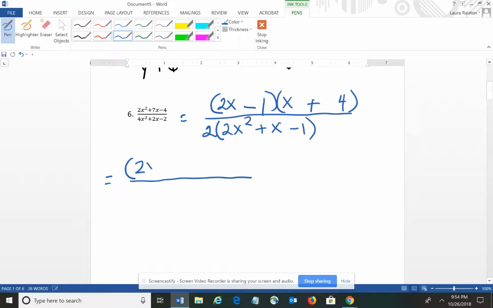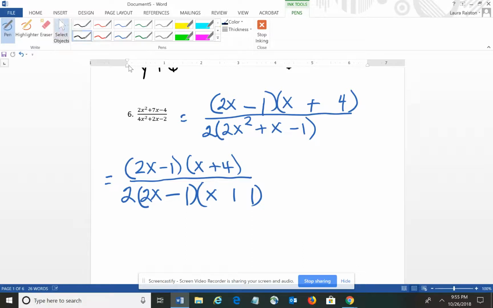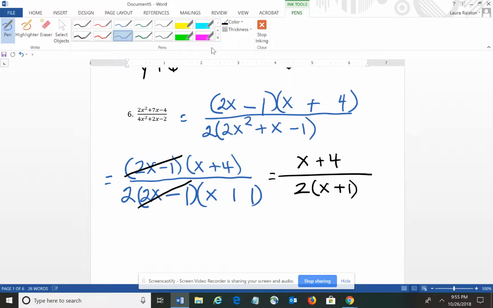Okay, so in my numerator, I still have the 2x minus 1 times x plus 4. I have my common factor of 2. And then I'm going to factor the other one. So I have 2x and x, 1 and 1. I need this one to be a plus and this one to be a minus. So that once I get it factored, I notice that I have the unit 2x minus 1 in the numerator and the denominator, so it divides out. So that I have x plus 4 in the numerator over 2 times x plus 1. Looks like my plus sign got messed up there. Let me see if I can fix that for you. There you go. All right, so there's your answer. The simplified form of that rational expression is x plus 4 over 2 times x plus 1.